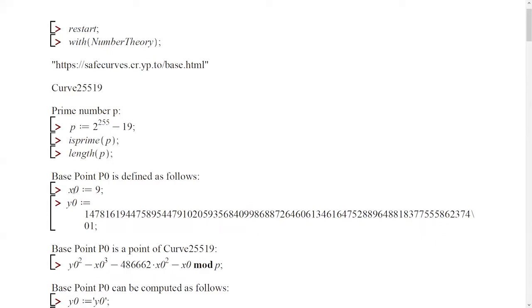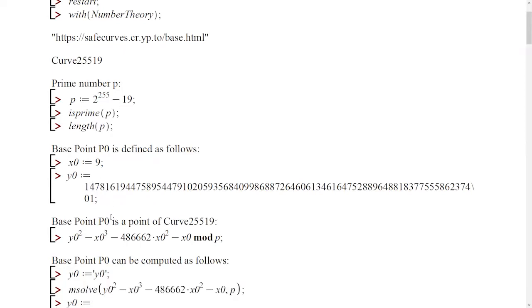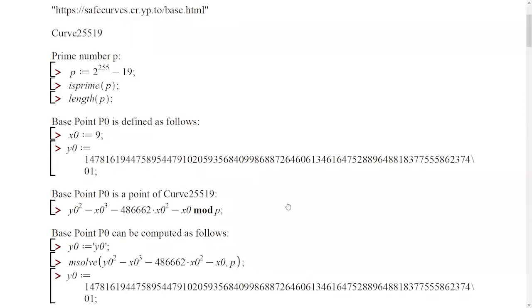Base point P0 is defined as follows. You remember, x0 is equal to 9 and y0 is equal to this value. So we check if this base point P0 is a point of curve 25519. So we issue this command, and we can check easily that this point belongs to curve 25519.